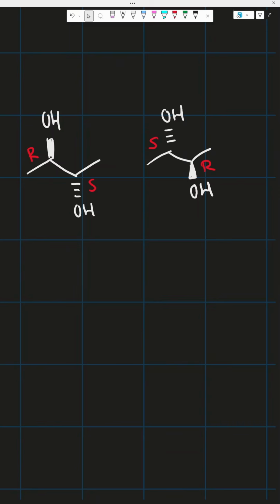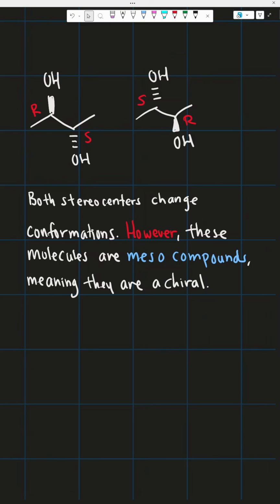C is a little bit tricky. If we assign R and S, we can see that the stereocenters switch conformations. However, these molecules are actually achiral because they are meso compounds. Meso compounds refer to compounds with chiral centers like we see here but have an internal plane of symmetry.